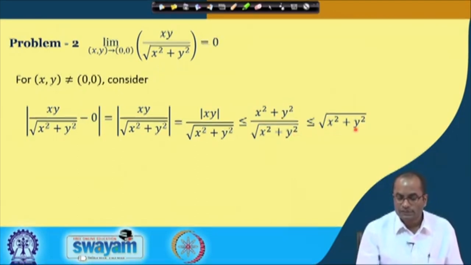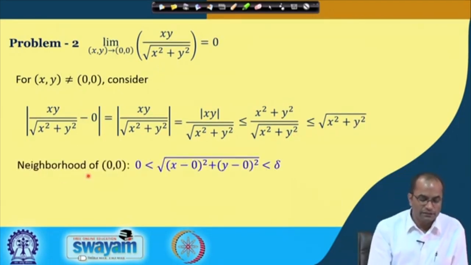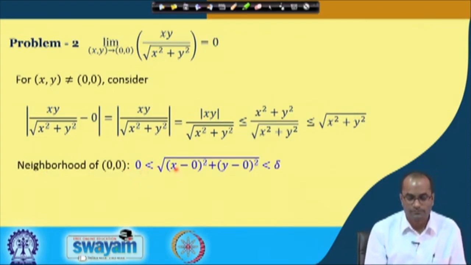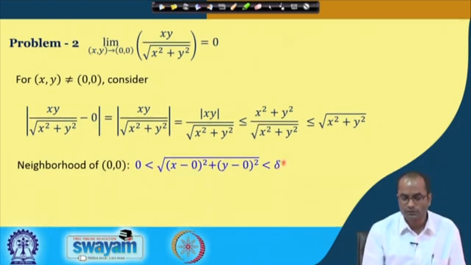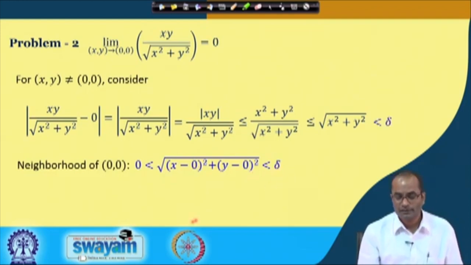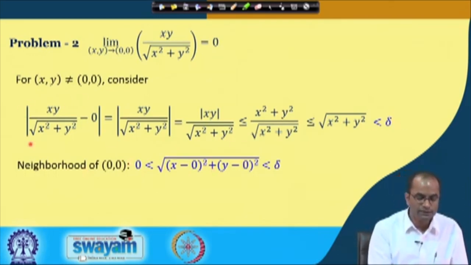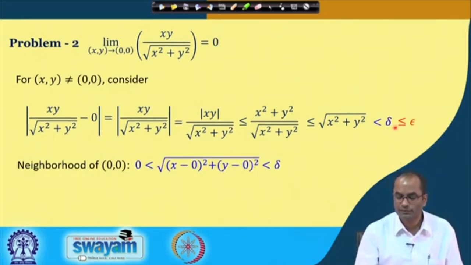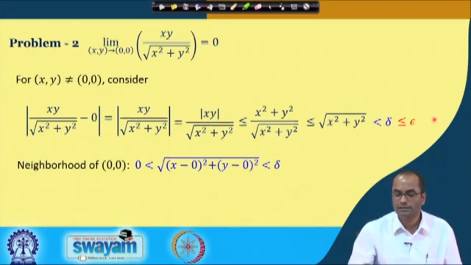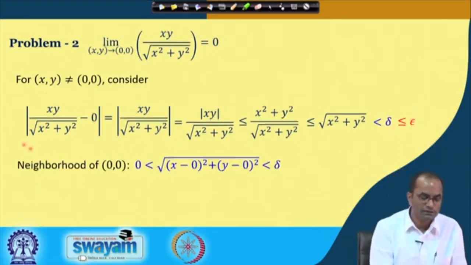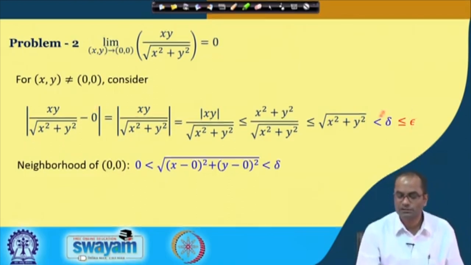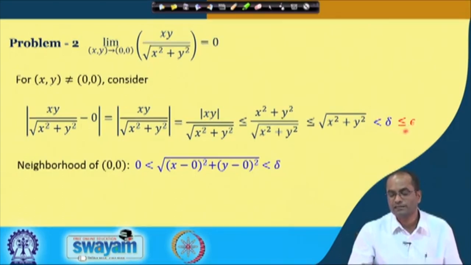So here we get the square root of x square plus y square. And we consider again this neighborhood of delta, where the square root of x square plus y square is less than delta, at least in the neighborhood of 0, 0. Now we want to set that this difference is less than epsilon. So again we use the same idea: it is less than or equal to epsilon. The difference between the function and the limiting value is less than epsilon if we choose delta less than or equal to epsilon.